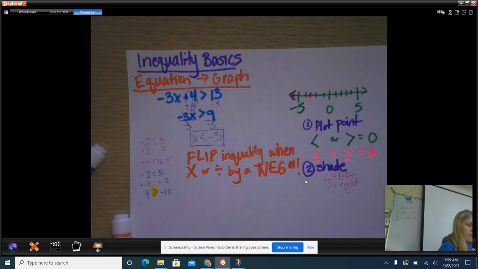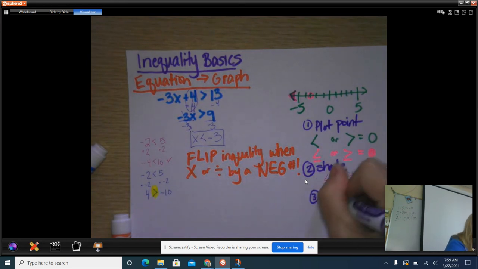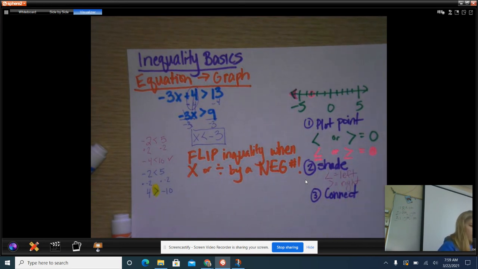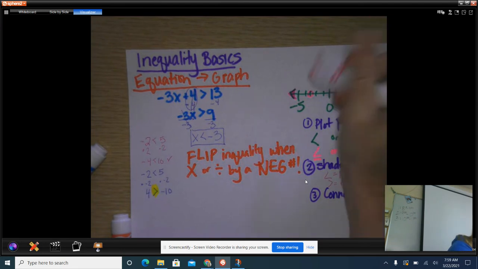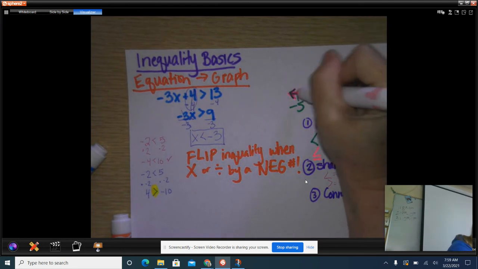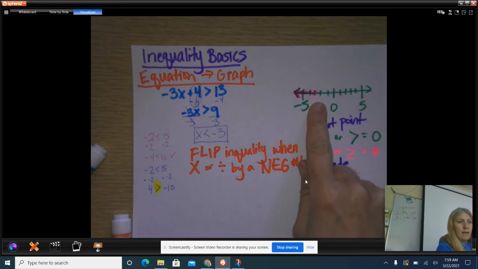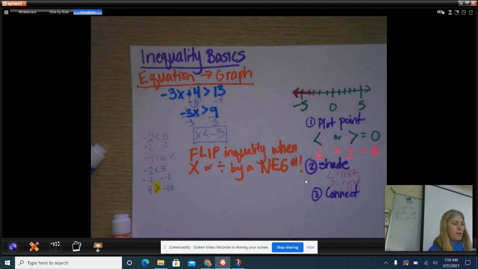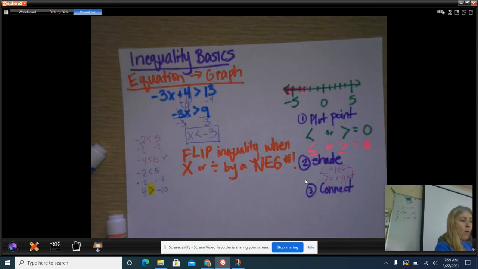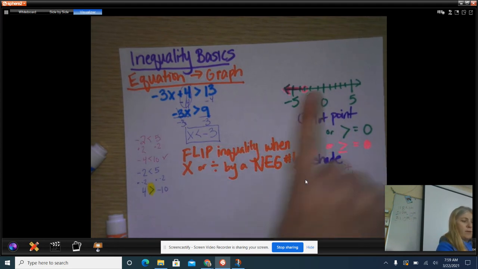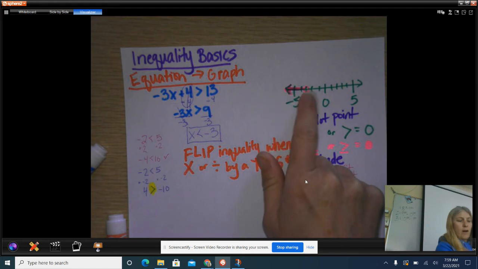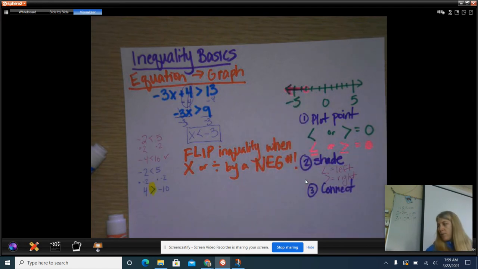And then finally, step number 3 is connect. Okay, so we're going to go ahead and connect your point to your inequality. And what this means is that all of your answers, not including -3, but to the left of -3, are going to make this inequality true. So if I plug in a -5, it's going to make this inequality true. If I plug in a -22 for x, it's going to make this inequality true. But if I plug in a -2, it'll be false. So all of my answers are less than -3.